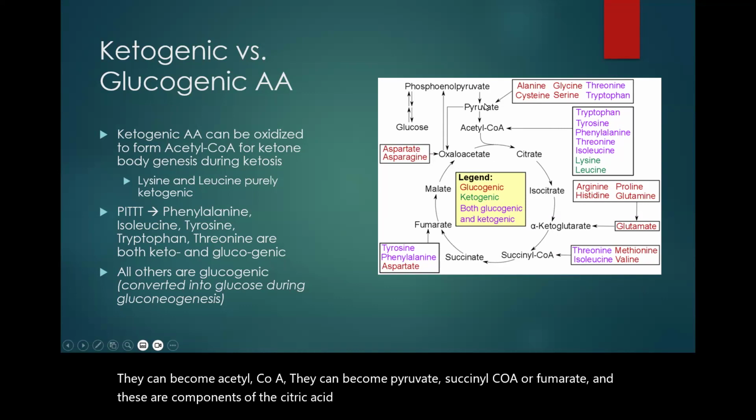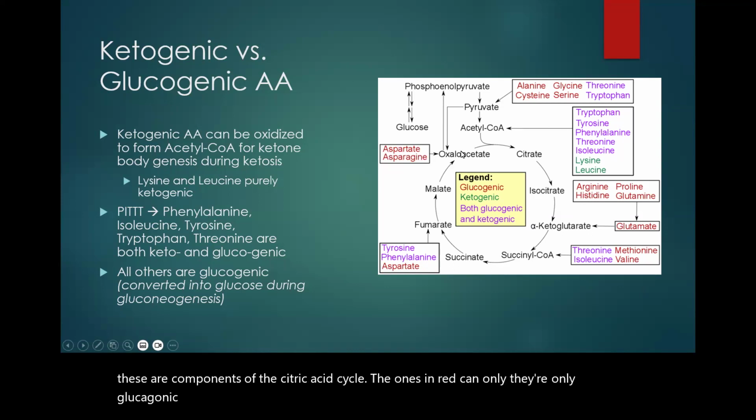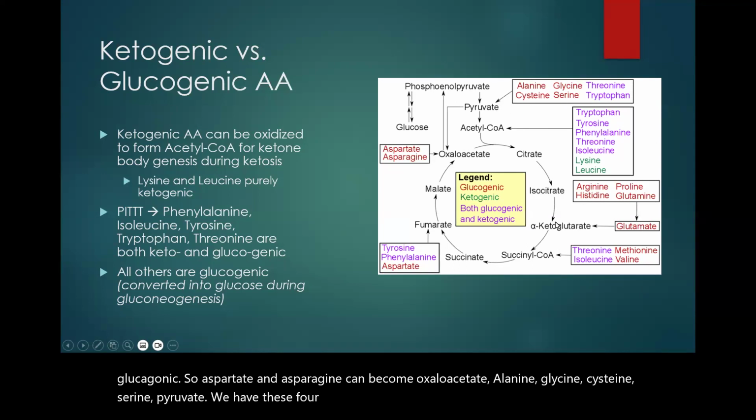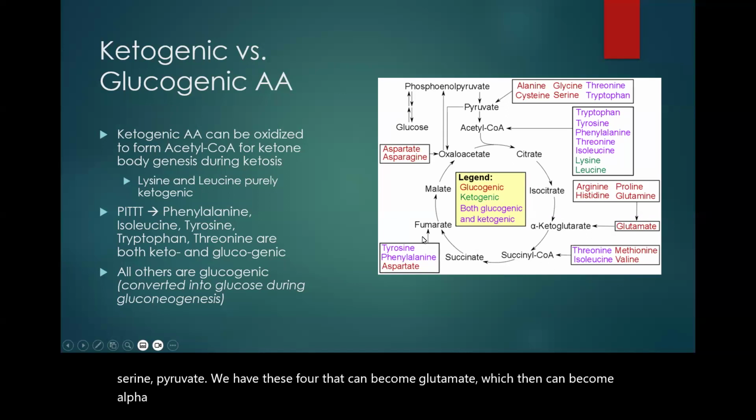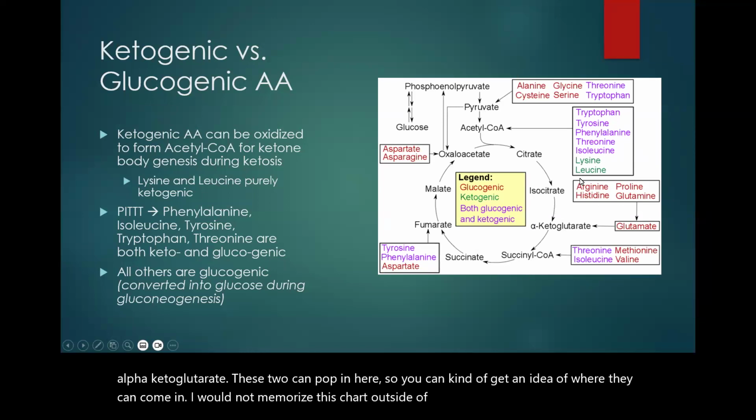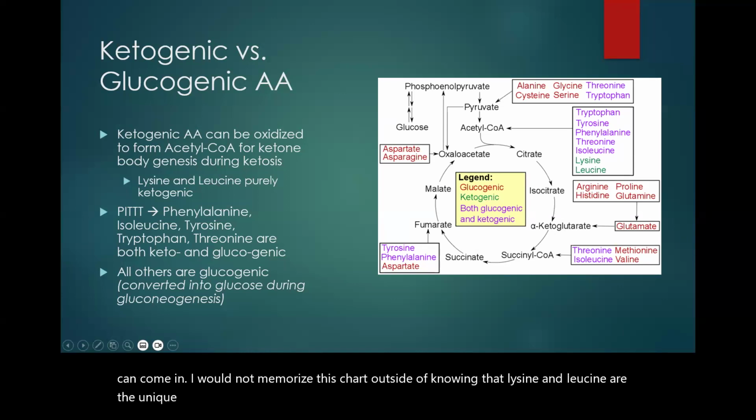The ones in red are only glucogenic. So aspartate and asparagine can become oxaloacetate; alanine, glycine, cysteine, serine become pyruvate. We have these 4 that can become glutamate, which then can become alpha-ketoglutarate. These 2 can pop in here. So you can kind of get an idea of where they can come in. I would not memorize this chart outside of knowing that lysine and leucine are the unique ones that can become ketones.